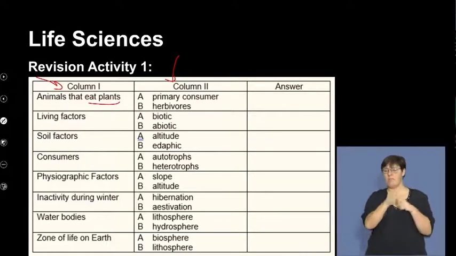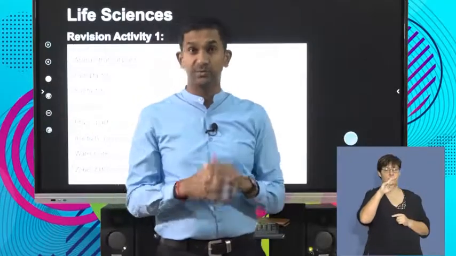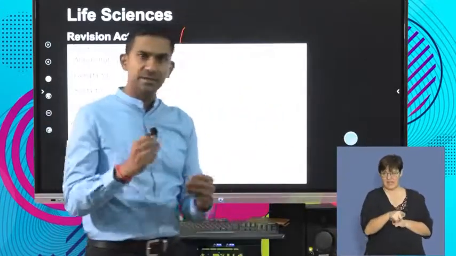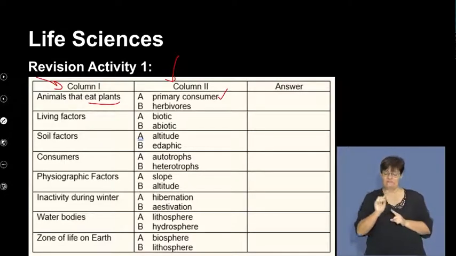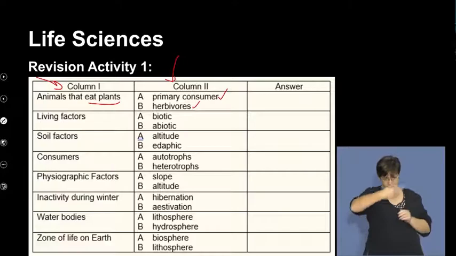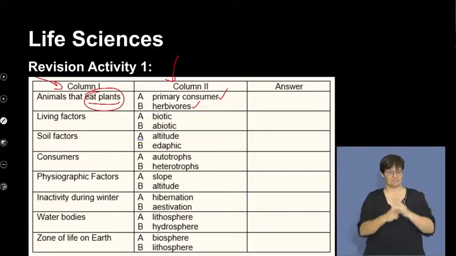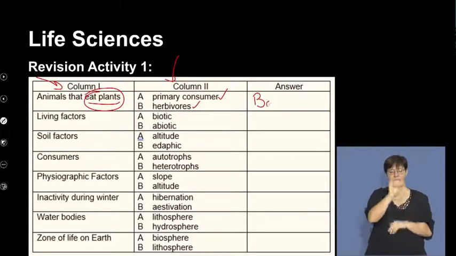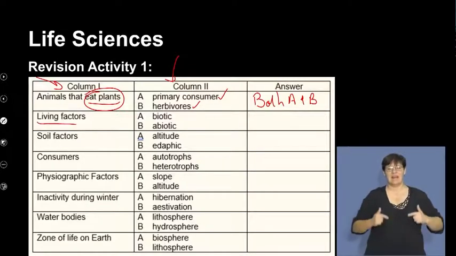Guys, we do recognize that animals that consume plants are your herbivores or your primary consumers. So let's remember that these terms, primary consumers, again refer to those that are the first level of consumers. So again, your herbivores are your first level of consumers. Herbivores, as I mentioned, these are organisms that feed on plant material. So in the context of eating plants, it could be both A and B that are correct for this statement. The next concept is living factors.